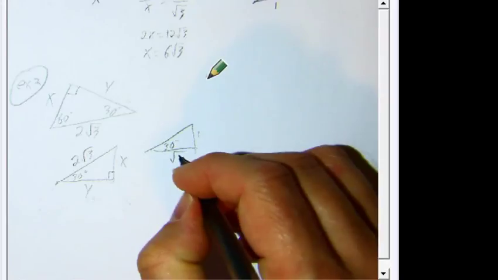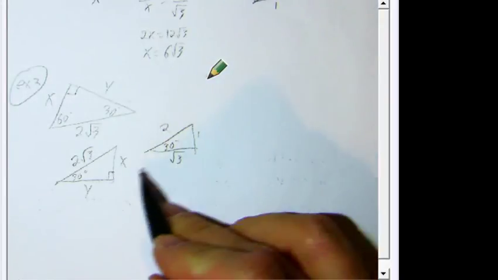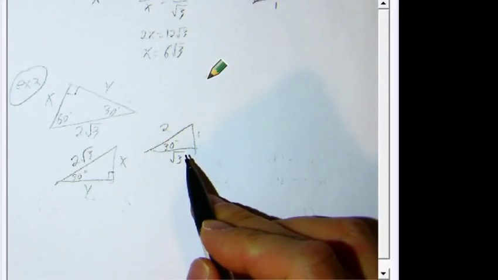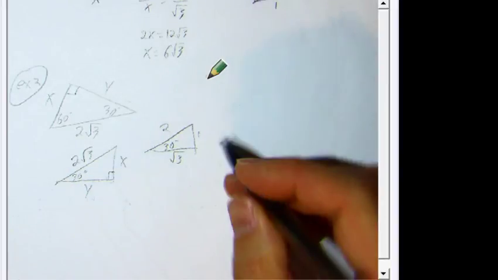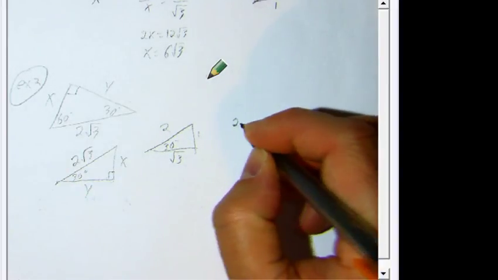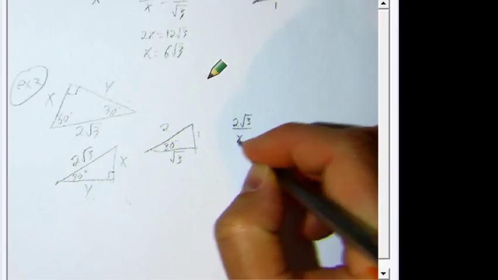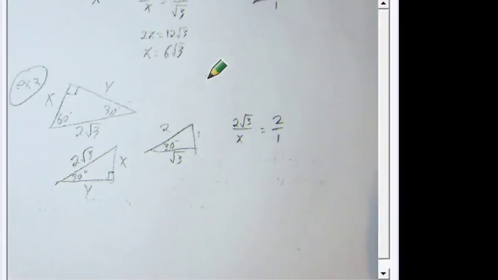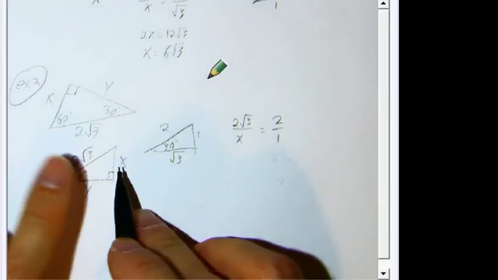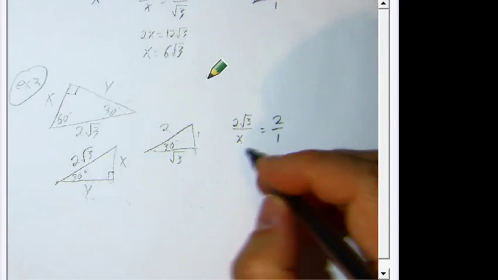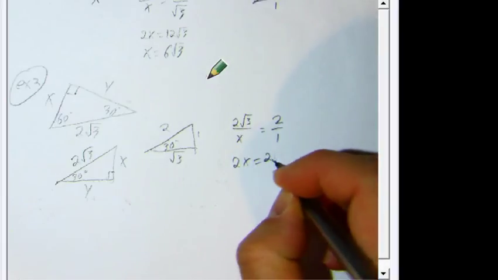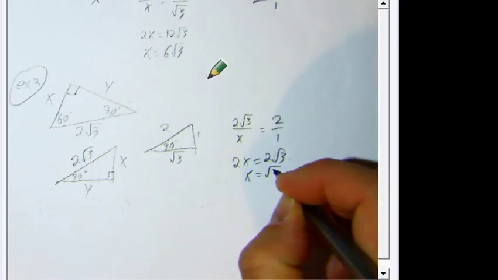So 1, square root of 3, 2. Just like before, we're going to make a proportion using this. We'll make one proportion for x and one for y. The one for x is going to be 2 square root of 3 over x equals 2 over 1. That'll work, right? Because that's corresponding pieces. It gives us 2x equals 2 square root of 3, x equals the square root of 3.